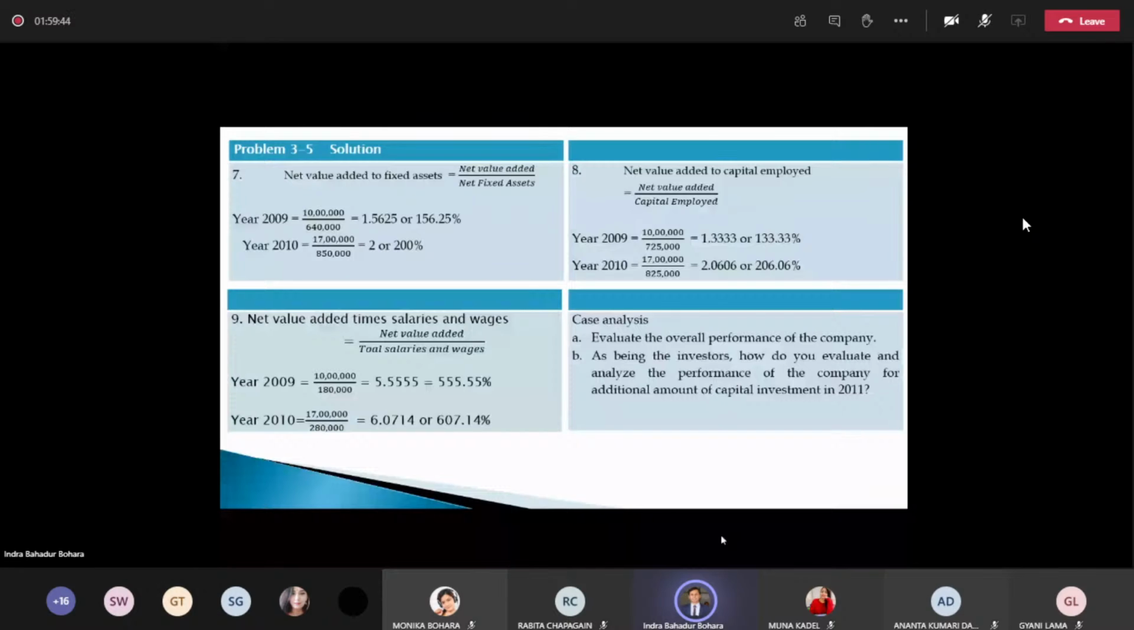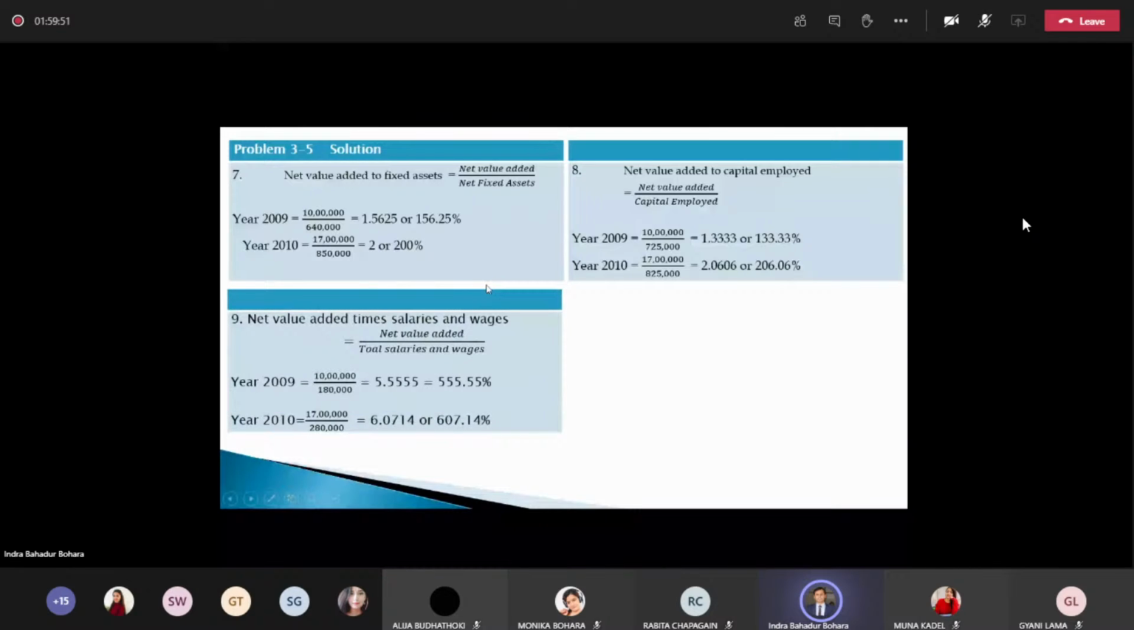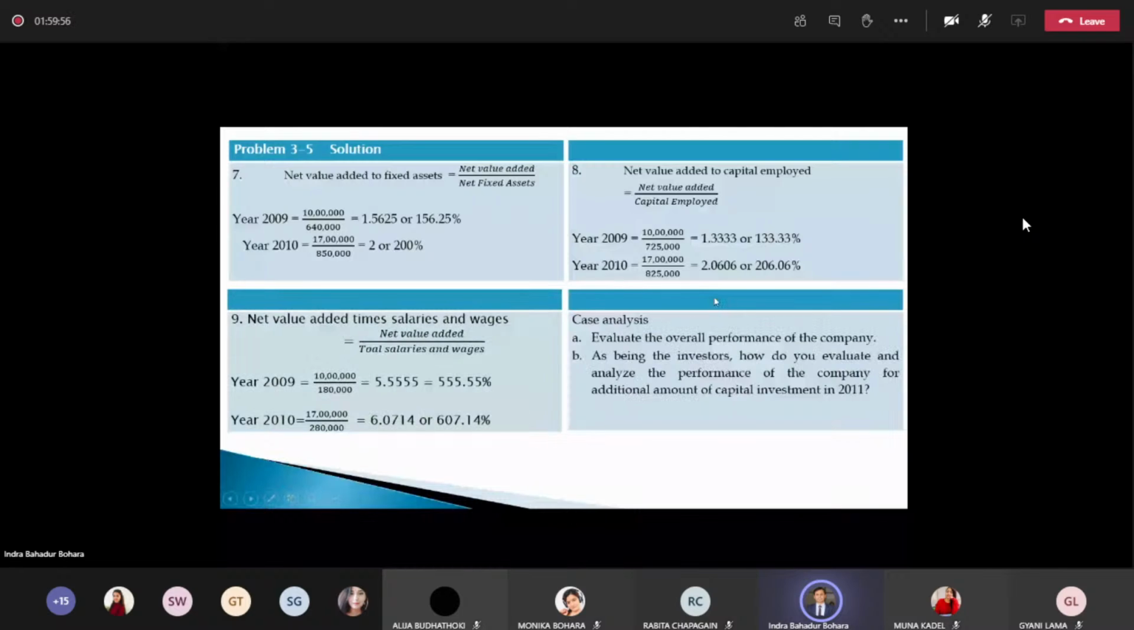Did you finish? Now evaluate the overall performance of the company. How did you find the performance of the company? Overall performance of the company is better here and satisfactory because in every year or in every aspect the value added is better with respect to different components. So the company's performance is better. That is the overall performance.